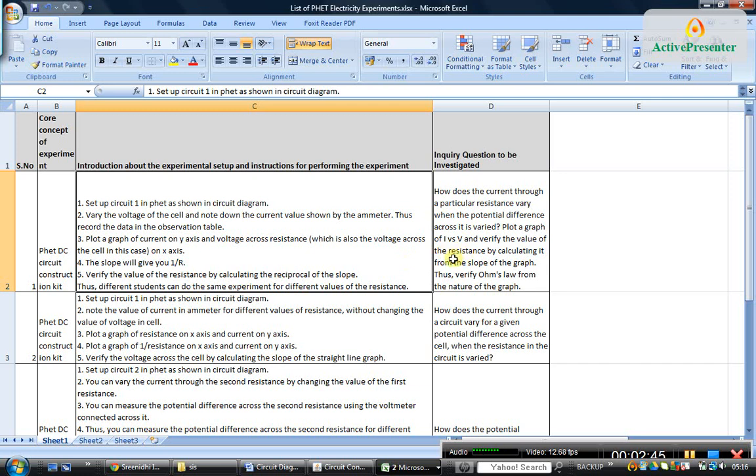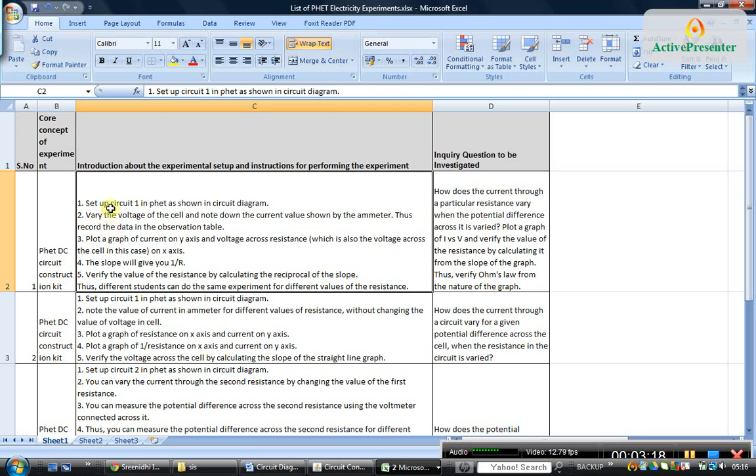So the initial conditions should be different for each student. So pick any random value of resistance for your experiment and note it down in the spreadsheet before you start the experiment. And then when you complete the experiment and plot the graph, from the graph you should calculate the resistance value, and it should match with the value which you used for your experiment. So you will be calculating the resistance from the slope of the graph. So that's how you verify Ohm's law, from the nature of the graph.